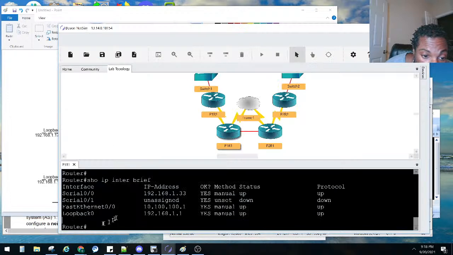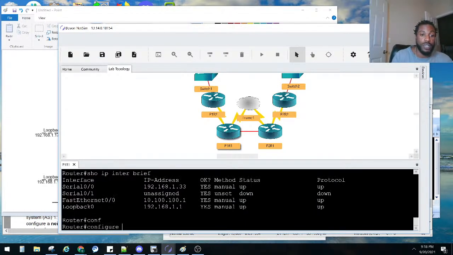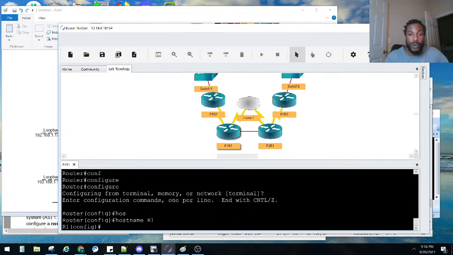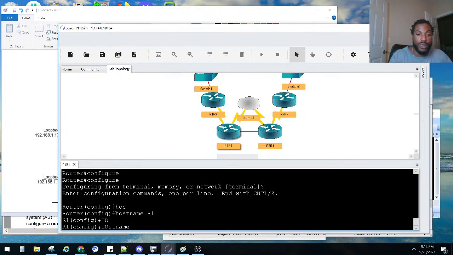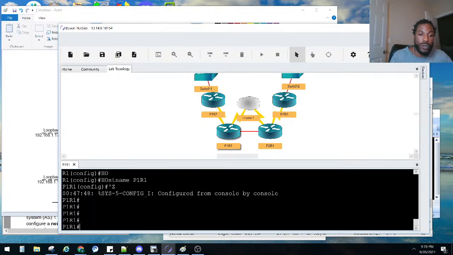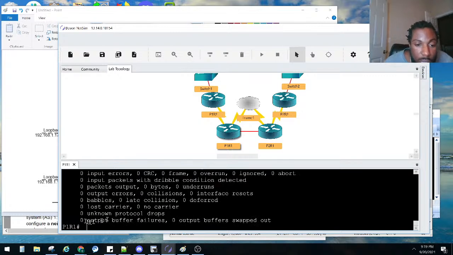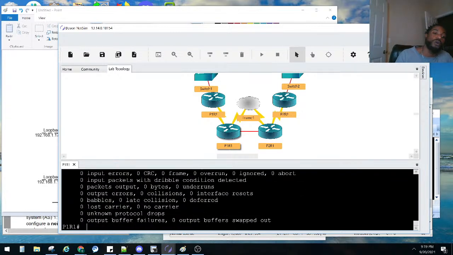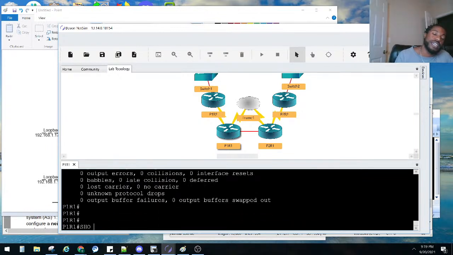Since I'm already on him, I forgot to do the host name too, right? Configure terminal. Host name, he is R1, and then he's P1R1. My bad. P1R1, and then he said he wanted to know the clocking. So interface serial 0/0, and then that's not it. That's not the command I was looking for. It's actually show. Geez, I've got to remember that one.